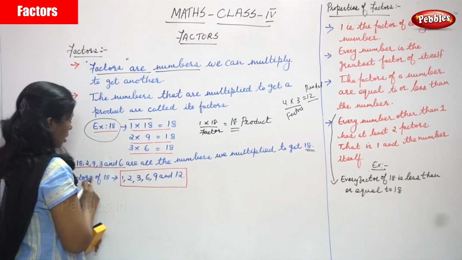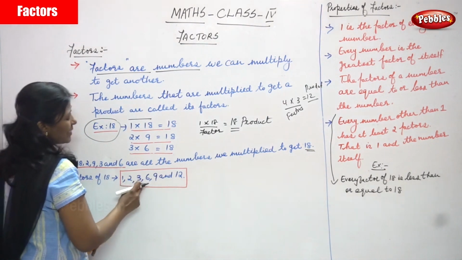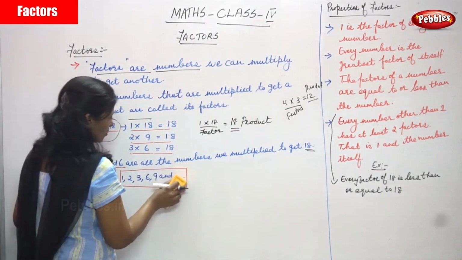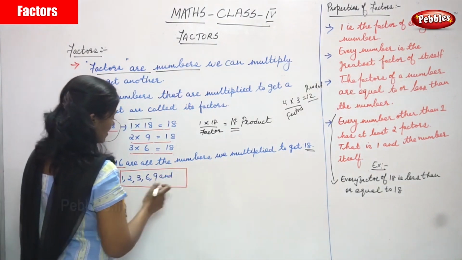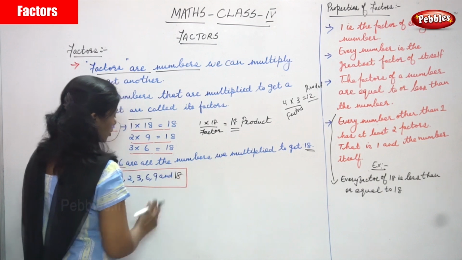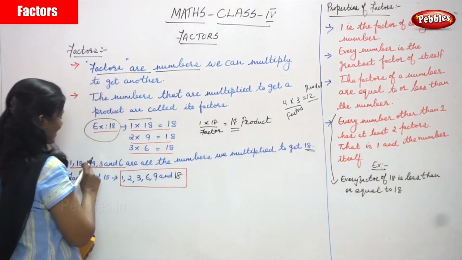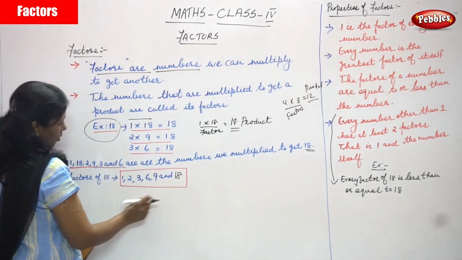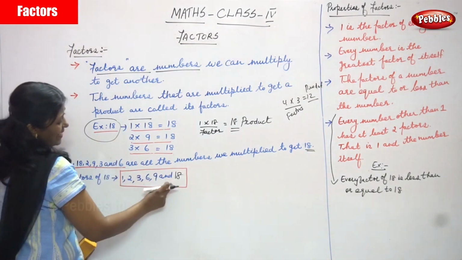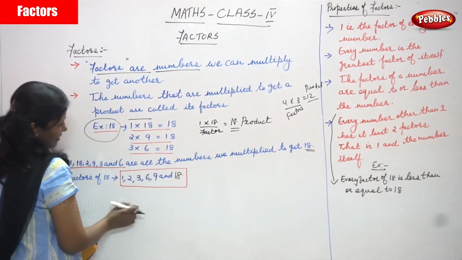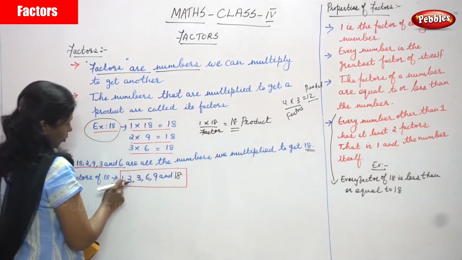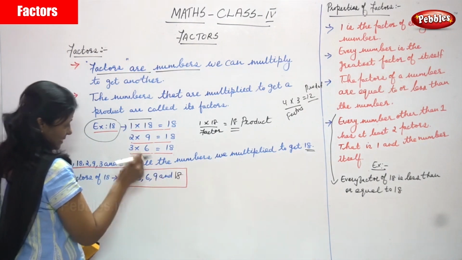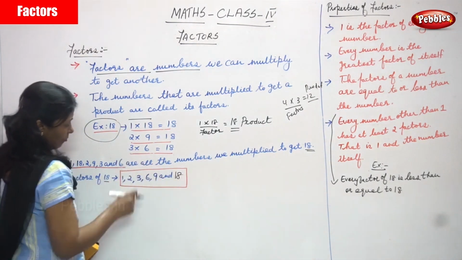So the factors of 18 are 1, 2, 3, 6, 9 and 18. So 1, 18 and 2, 9, 3 and 6. That is what I have written in the proper order: 1, 2, 3, 6, 9 and 18. These are the factors of 18. Included are 18 and 1. 1 is a common factor for all the numbers, and 18 is the number itself, the same number also as a factor.